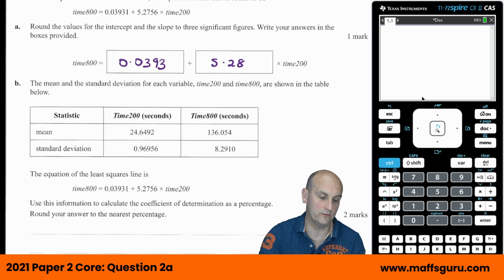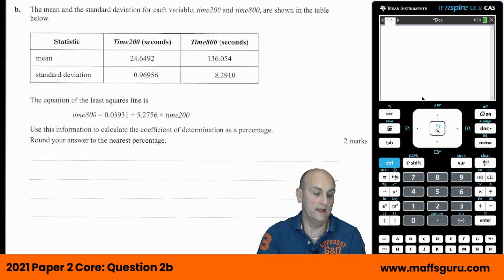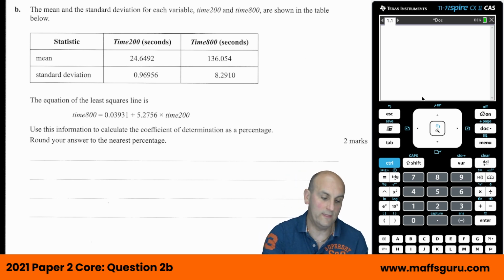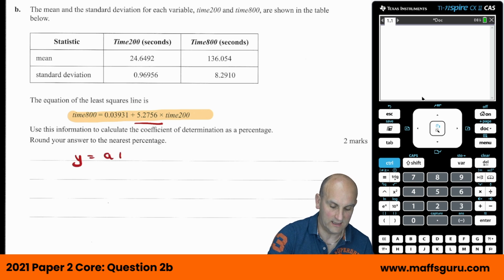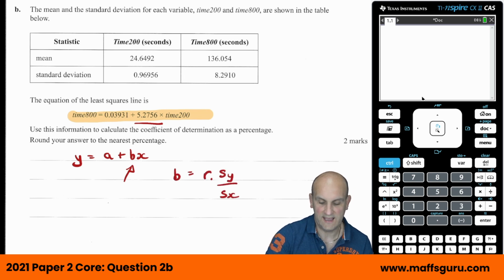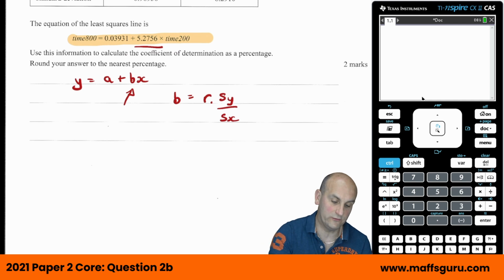There's always one of these questions on here. The mean and the standard deviation for each variable are shown in the table below. The equation of the least squares line is given. Another one of these questions that comes up all the time: when they give you the equation of the least squares line in the form y equals a plus bx, we know that the value of b is given by r times sy over sx. That's one of those formulas that I tell my students to write in all the time.